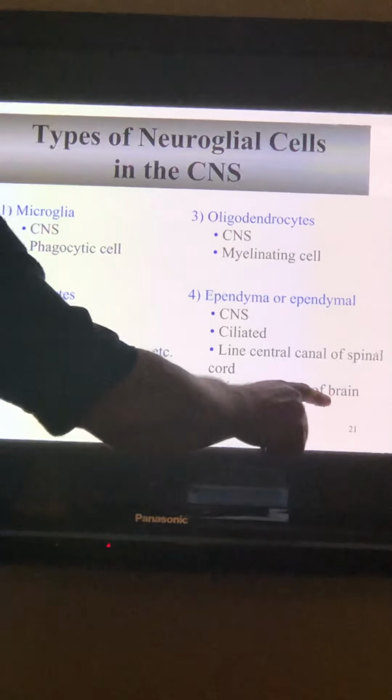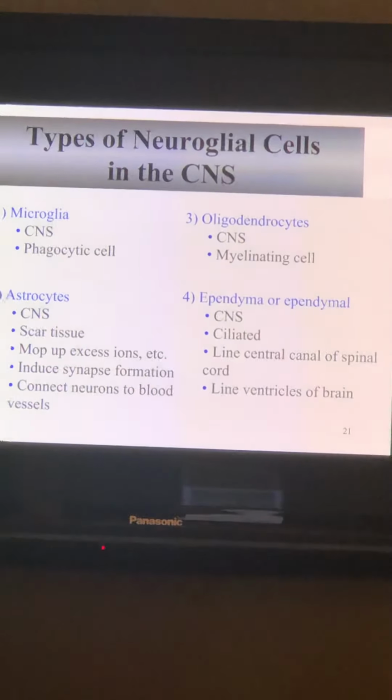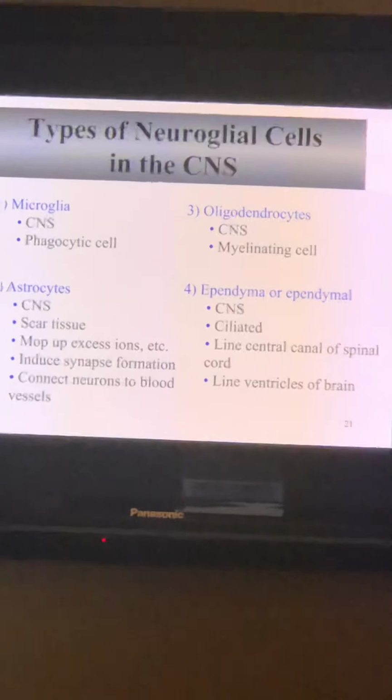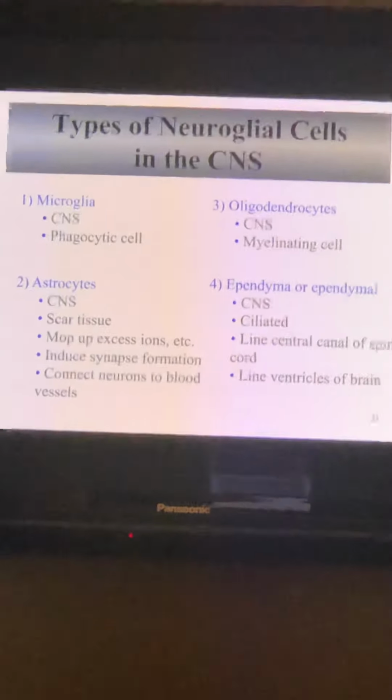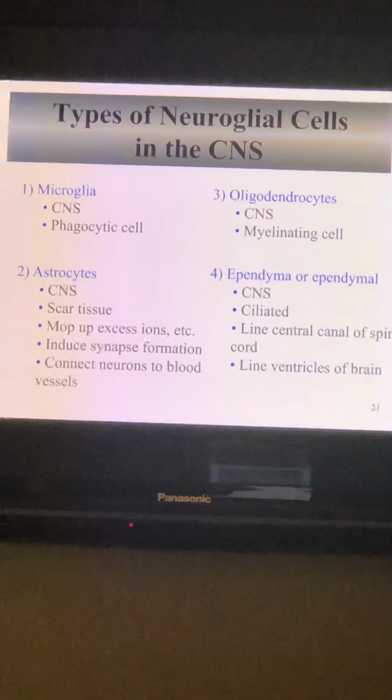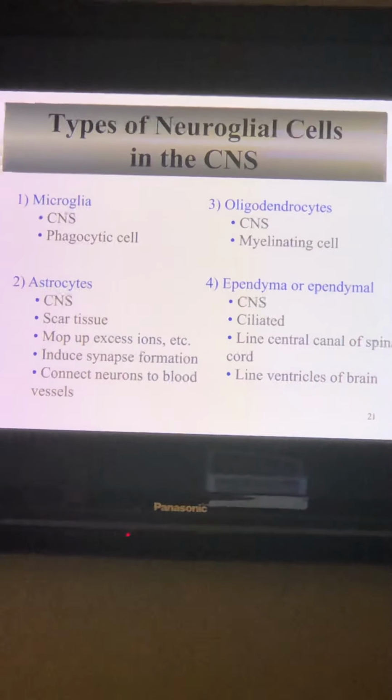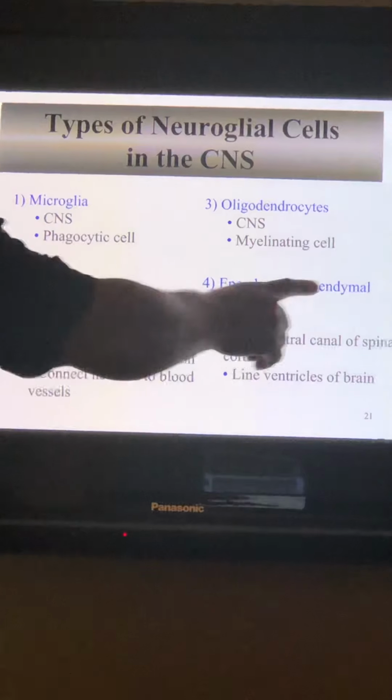They line the ventricles and they help to move what we call cerebrospinal fluid, or CSF. That is a fluid that's within the brain and outside the brain, and within the cord and outside the cord, and these cells help to move that.